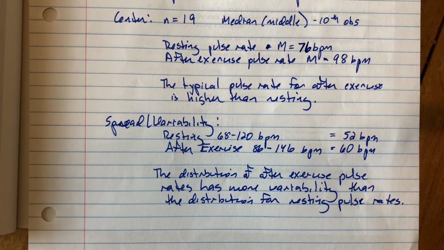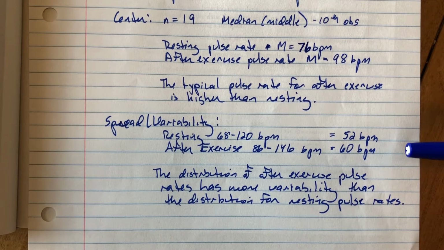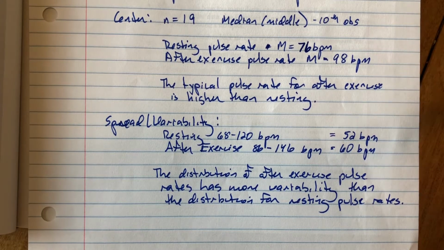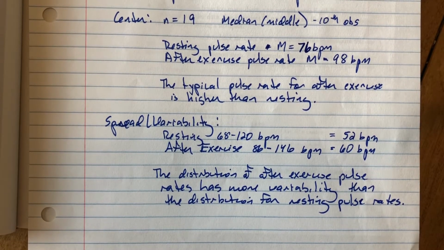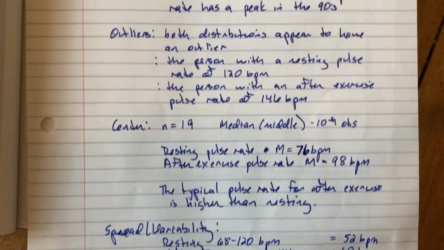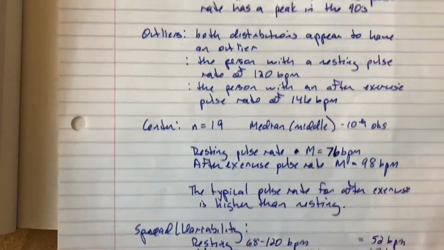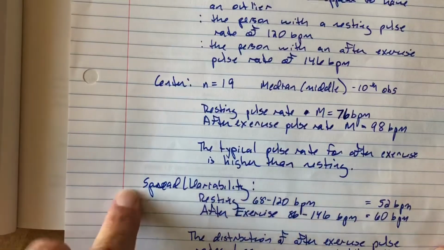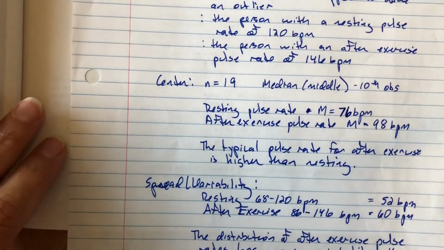And yes, you could have said the variability for resting is less than after exercise. I don't care. It doesn't matter. Just make a comparison. I want those comparison words: greater than, less than, different, same, higher, lower. So this is our complete comparison, SOCS, and I stuck the variability in too with spread. Next question.